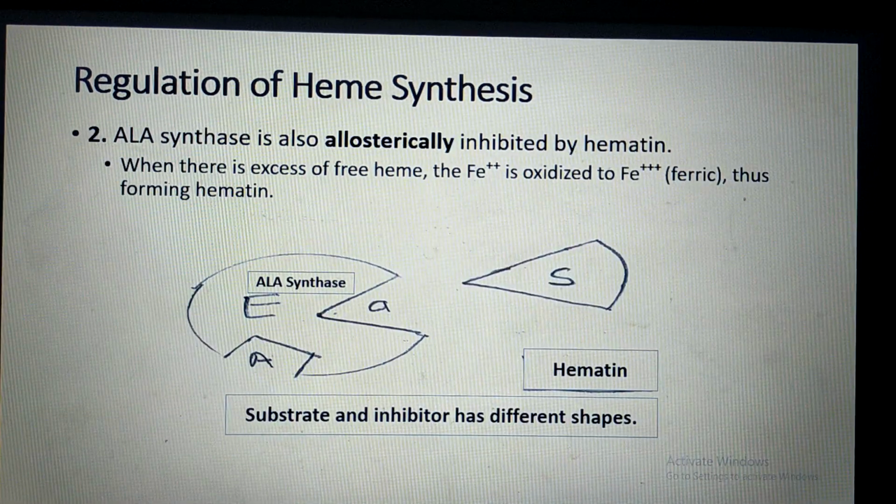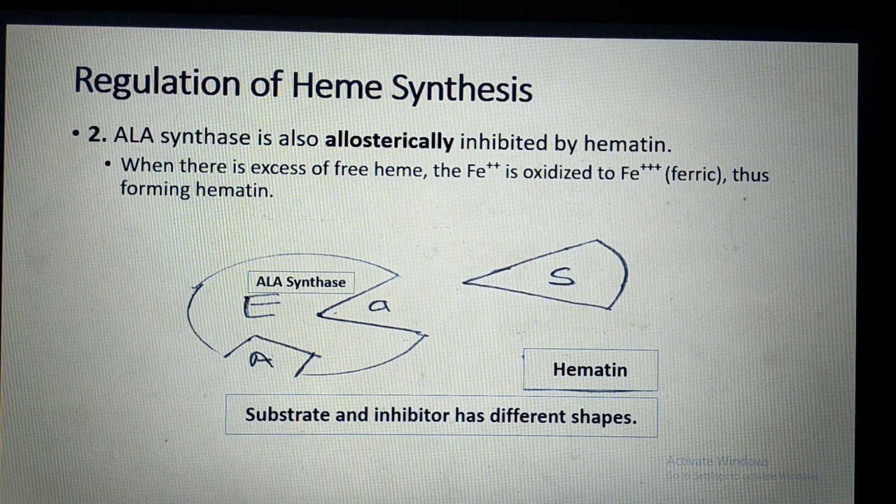The enzyme ALA synthase is also allosterically inhibited by hematin. Hematin means when heme is present freely without globin chain, the ferrous atom present in the heme is converted to ferric form, and then that heme is called hematin. Now when a large quantity of heme is synthesized, heme is available in free form and it gets readily converted into hematin.